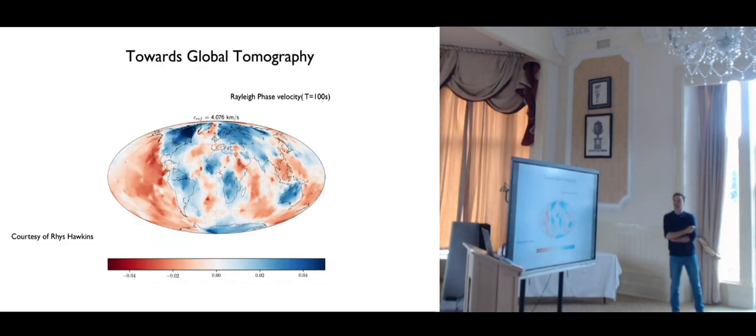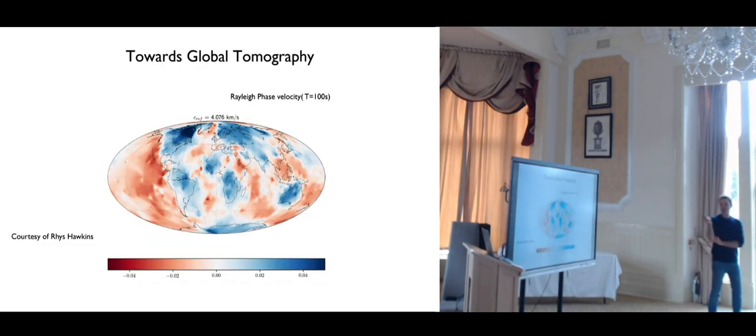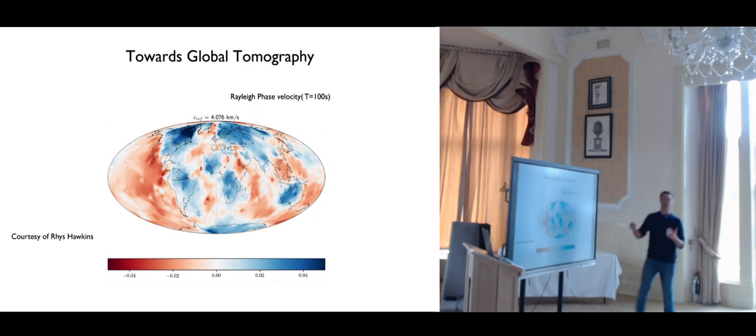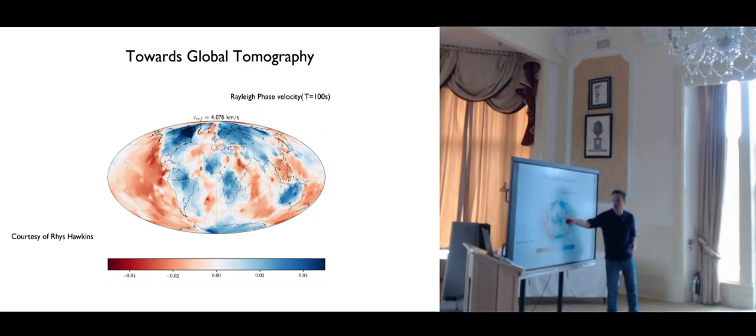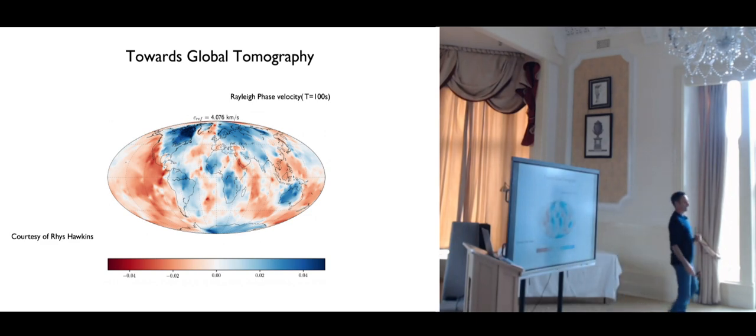A last example, this is towards global tomography. This is again the work of Rhys Hawkins, where he's trying to build actually a global tomographic model from surface waves. And without regularization, we expect to have larger amplitudes, because we are not damping or smoothing.